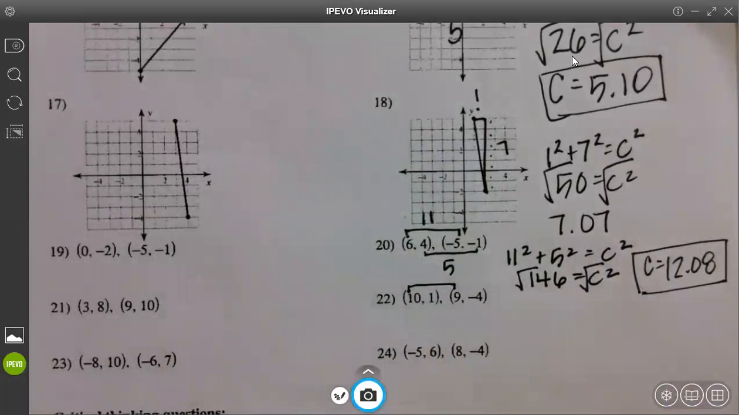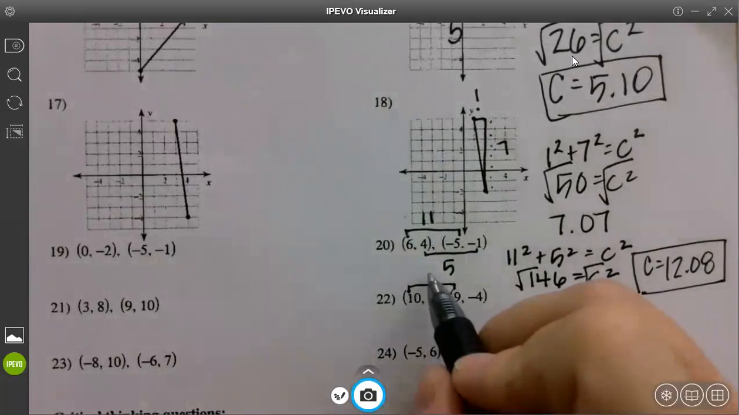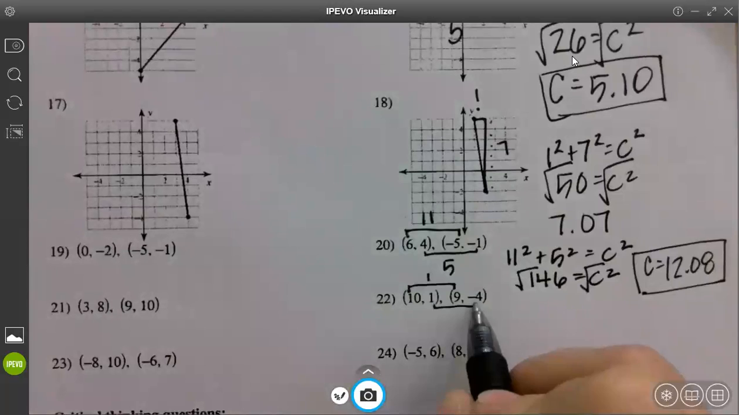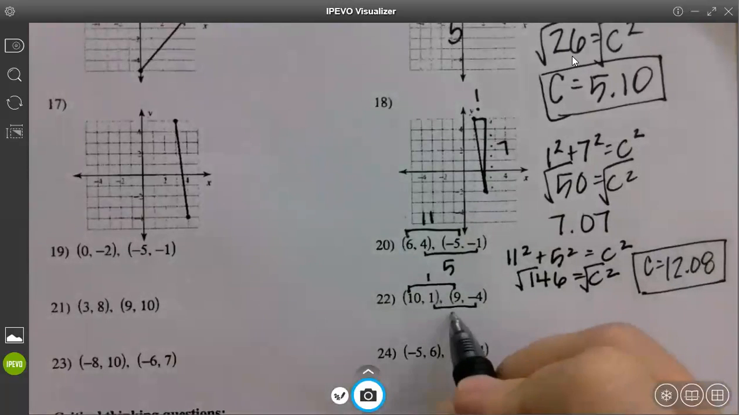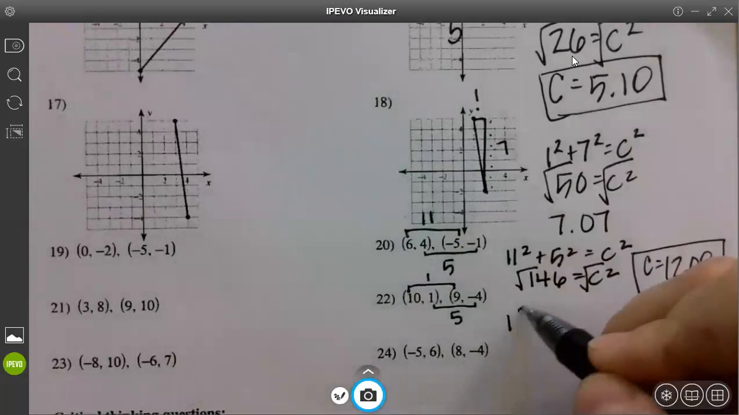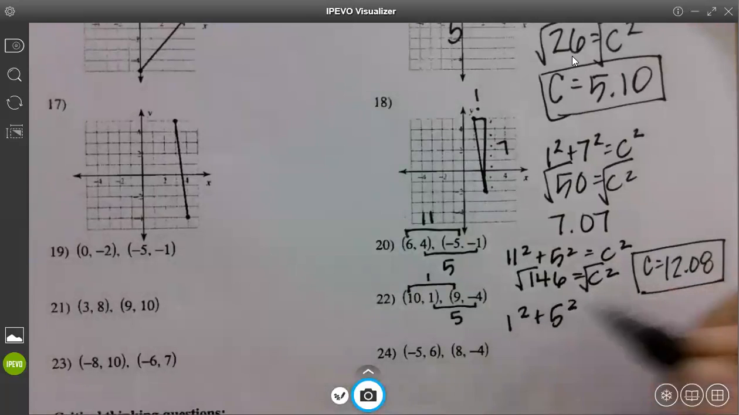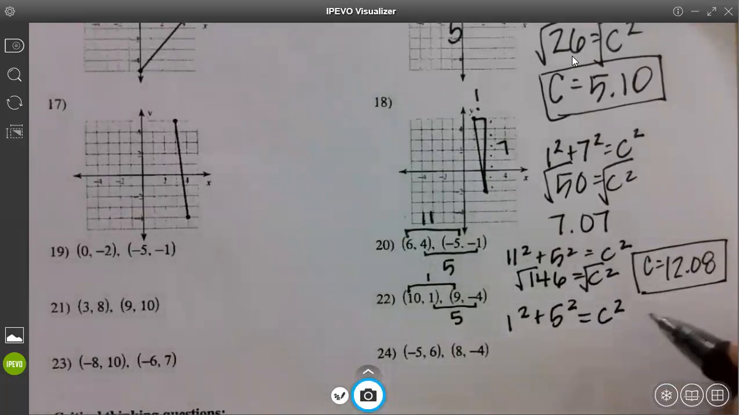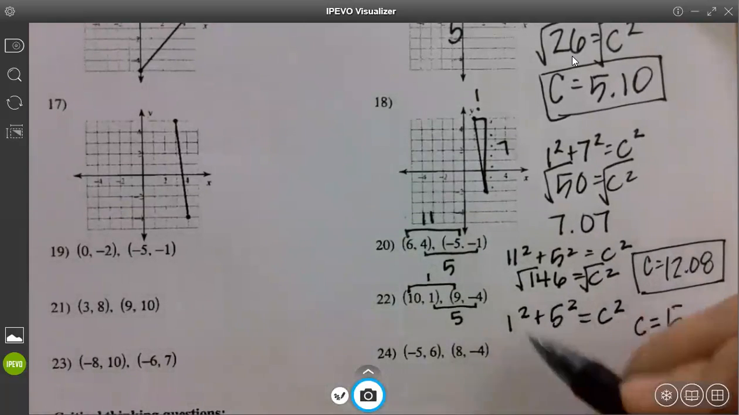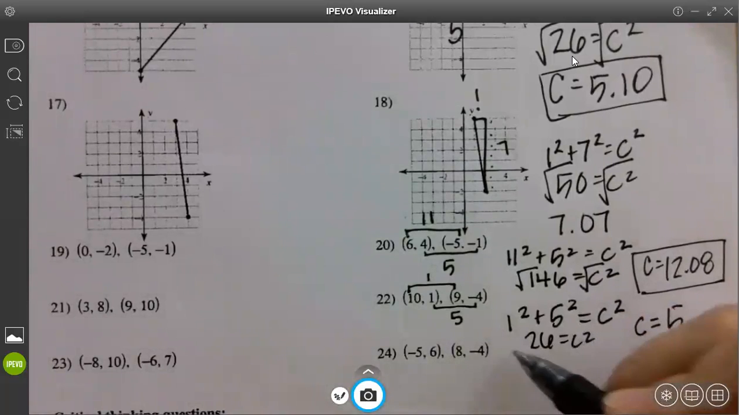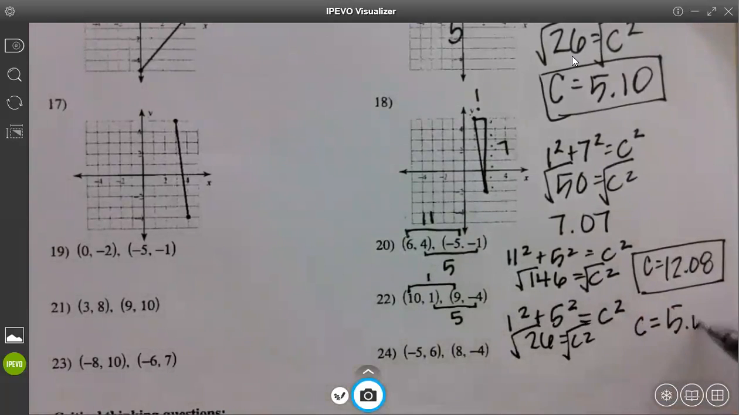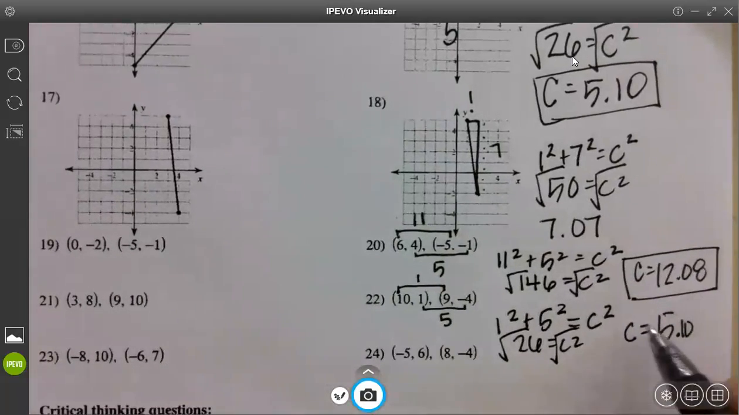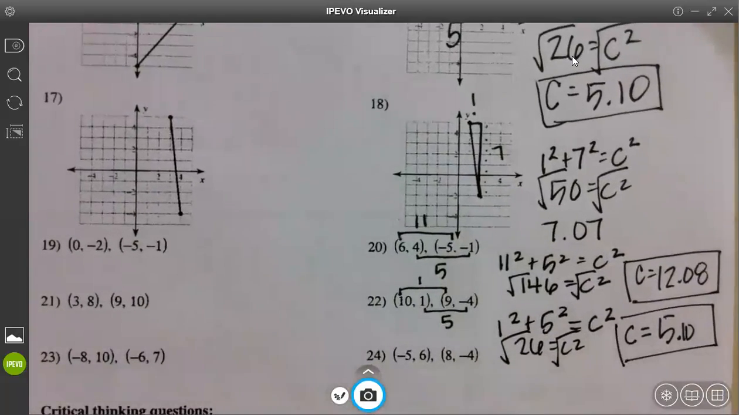10 to 9 on a number line. 1. 1 to -4. 5. So we're going to have 1 squared plus 5 squared. We already did this in number 16. So what do we get in 16? 26. And then take the square root and we get 5.10. If you gave me 5.09, like I said, I would be okay with that.